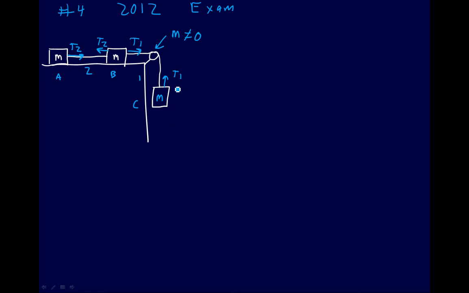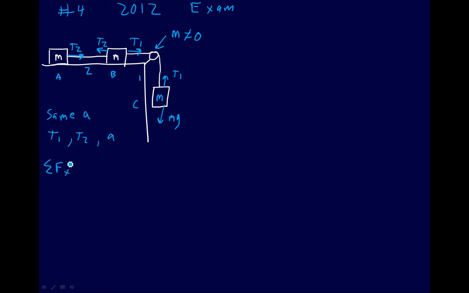And finally, for block C, I've got that T1 I mentioned. And then, of course, we've got gravity going downwards. Now, the trick here is that because these are all set up with the ropes here, they're all going to have the same acceleration. And so that's sort of our key. So we have 3 unknowns, T1, T2, and a. And so I'm going to set up my equations.